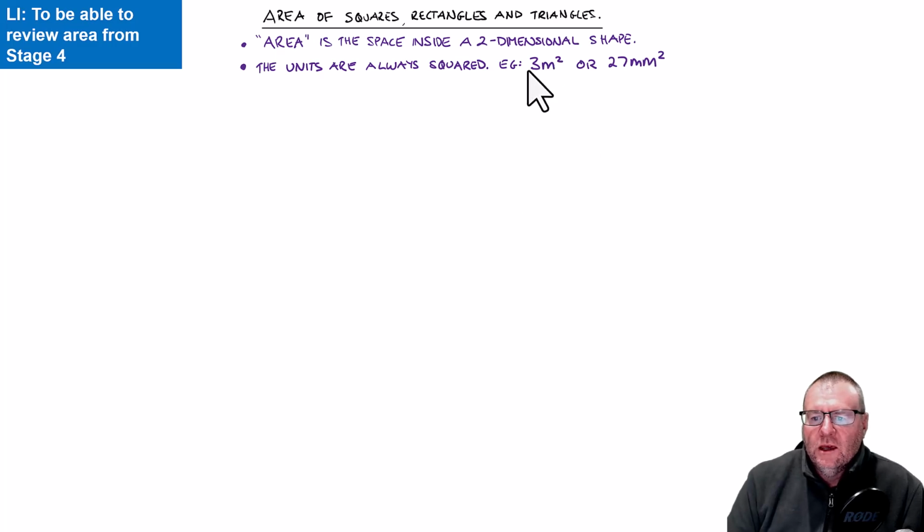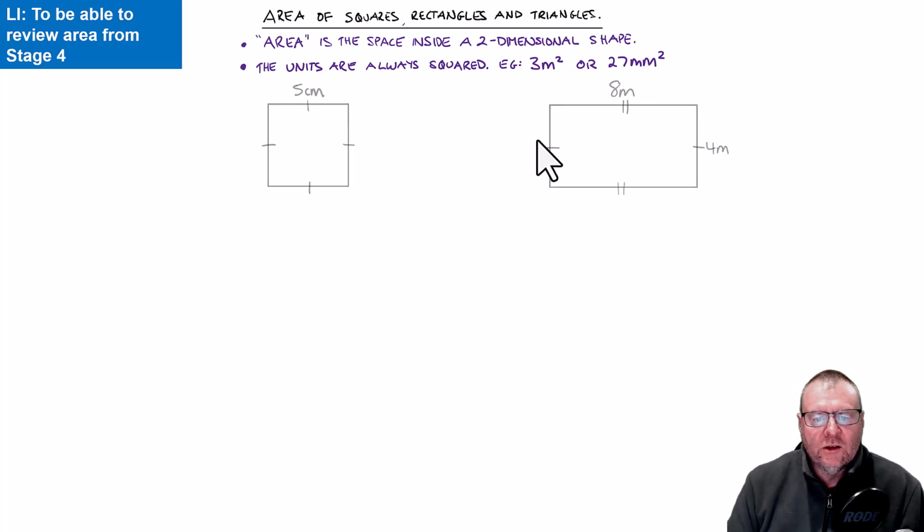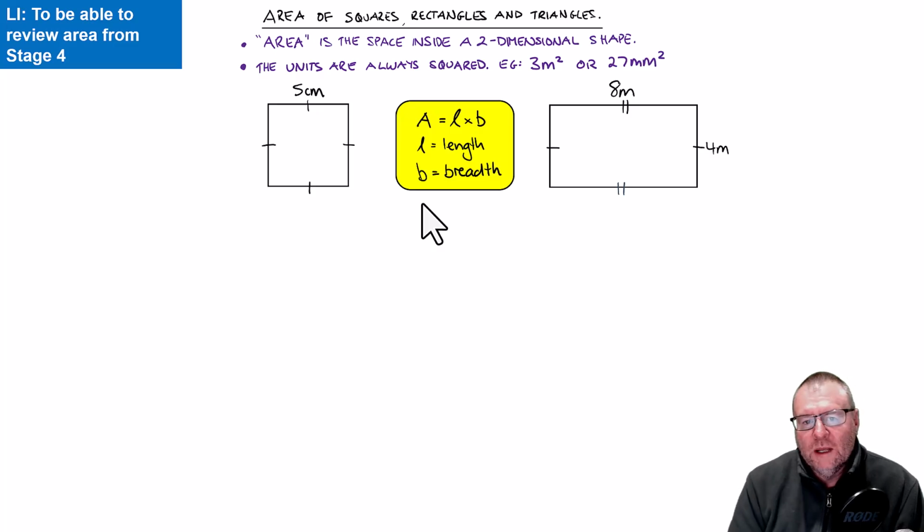So if you have a look here, 3 meters, the little 2 up here, we say 3 meters squared or millimeters squared. So whenever we're talking about an area, our units are going to be squared. So let's look at a square here, a 5 by 5 square. The formula for the area of squares and rectangles is the area equals L times B. L is the length, B is the breadth, how tall it is.